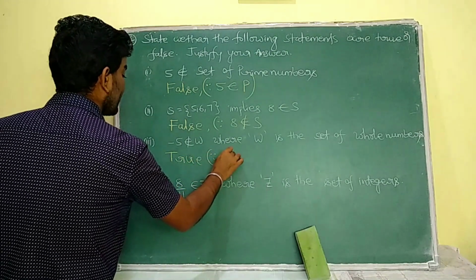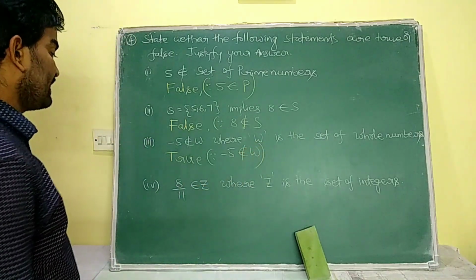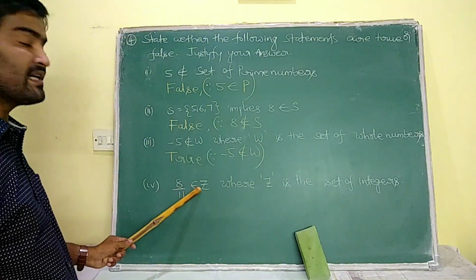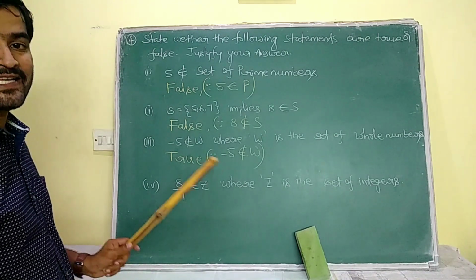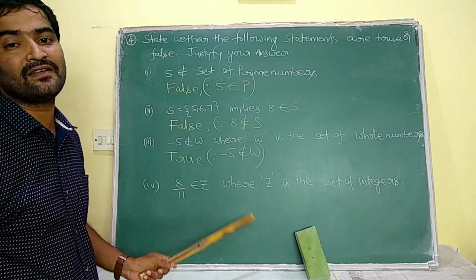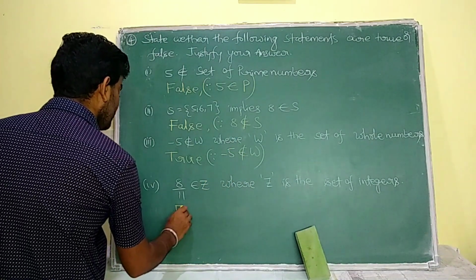Since negative 5 does not belong to W. Okay, next, 8 by 11 belongs to the set of integers. Now we know 8 by 11 is a rational number. There is no rational number placed in integers. So it is false.